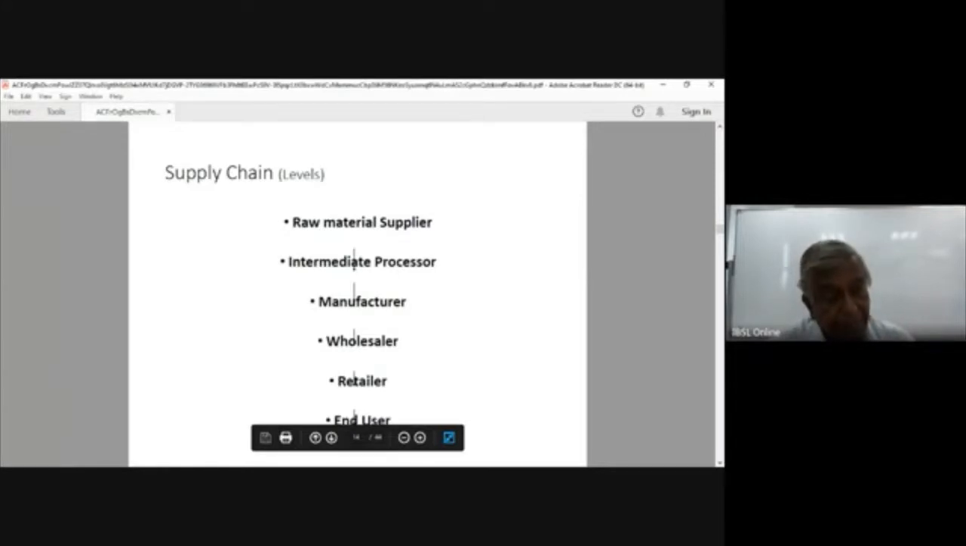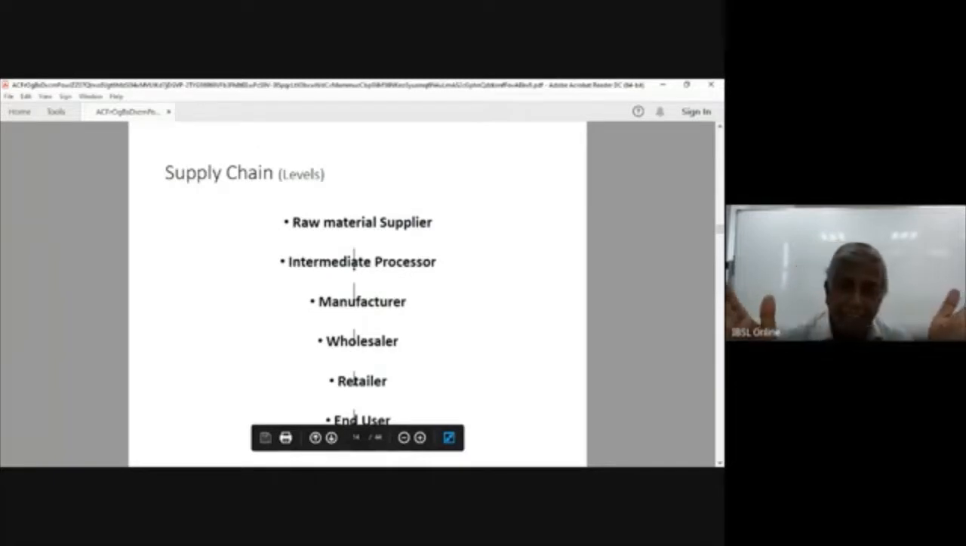I hope this is supply chain. If you take the paddy milling industry: the farmer, the raw material supplier, then the intermediate processor. There are people who buy from the farmers, keep it, the traders, and then sell it to the manufacturer, that is the mill owners. Mill owners mill the paddy and supply the rice to the wholesaler. From the wholesaler, the retailer buys, and you and me, we are buying the rice from the retailer.